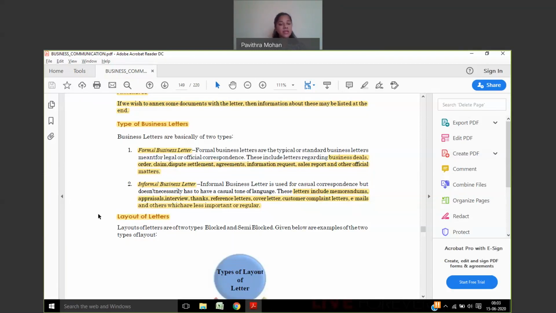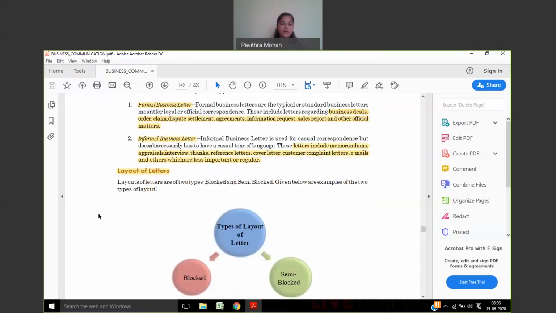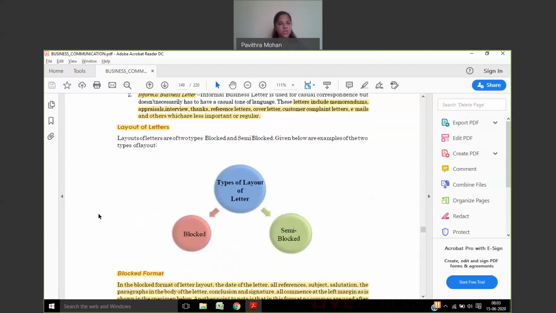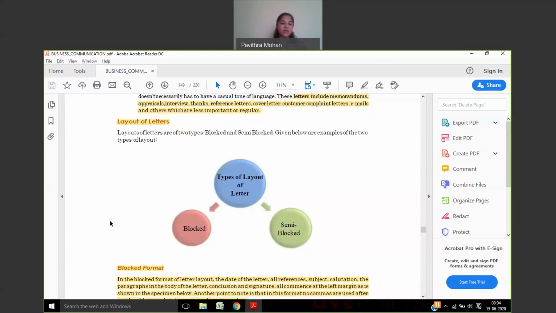So these will be considered as informal letters. The formal and informal will have different layouts. So what are these layouts? I'll explain both the formats: how a business letter block format will look and how a semi-block format will look. The layout is the style in which I'm going to write a letter. Types of layout of a letter: the first one is the block layout, and the second one is the semi-block layout. These are the formats in which we can write a particular letter.